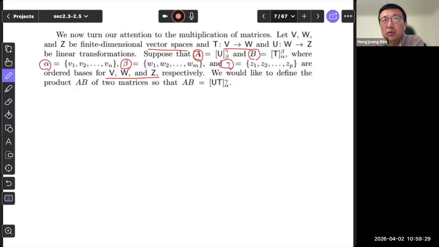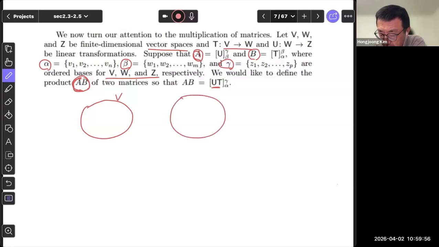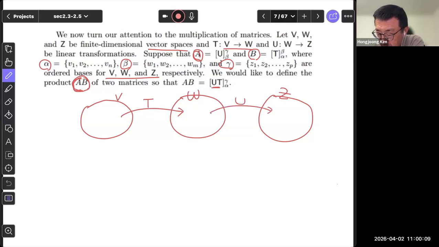Now we'd like to define the product of two matrices somehow so that this product represents the linear transformation representing this composite of U and T. So please remember that I have V, W, and Z. T is a mapping from V to W, and U is a linear transformation from W to Z.